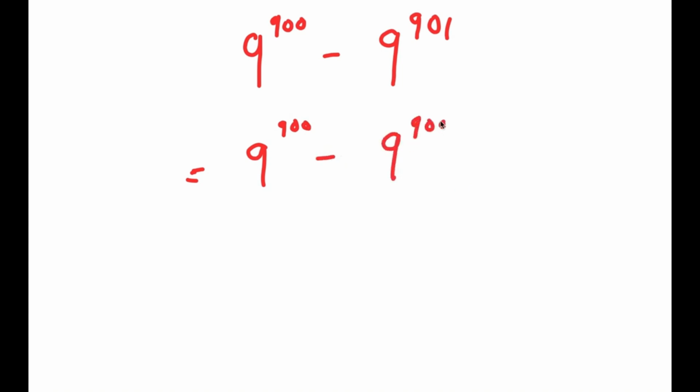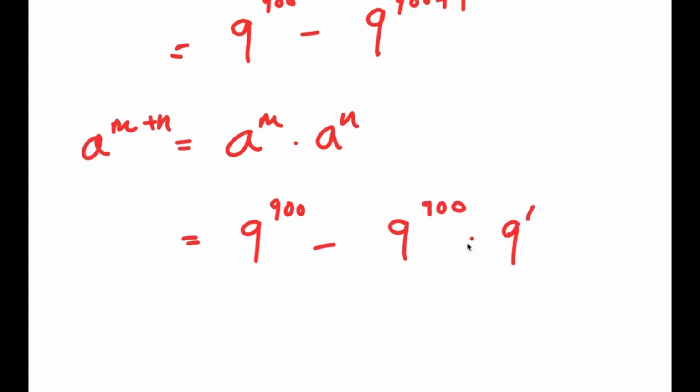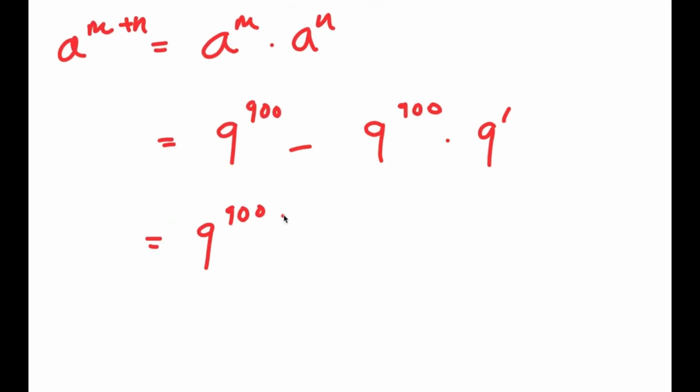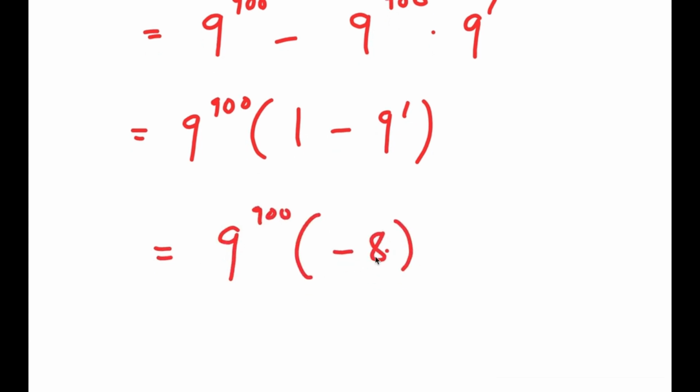Alright, so in this video, I'm going to solve the problem 9 to the power of 900 minus 9 to the power of 901. To solve this, I'm going to first rewrite this as 9 to the power of 900 minus 9 to the power of 900 plus 1. And if I have something in the form a to the power of m plus n, this is equal to a to the power of m times a to the power of n. So now I get 9 to the power of 900 minus 9 to the power of 900 times 9 to the power of 1. Now if I factor out 9 to the power of 900, I get 9 to the power of 900 times (1 minus 9 to the power of 1), which is equal to 9 to the power of 900 times negative 8.